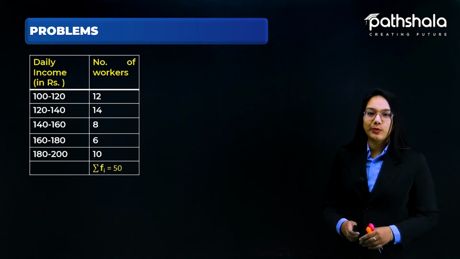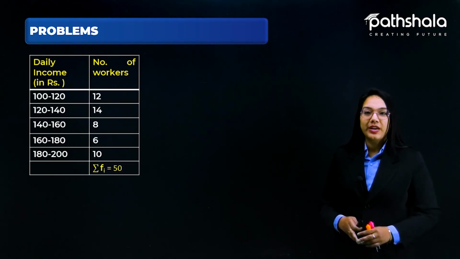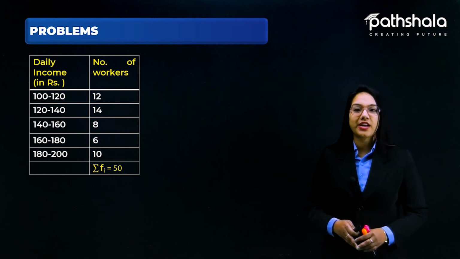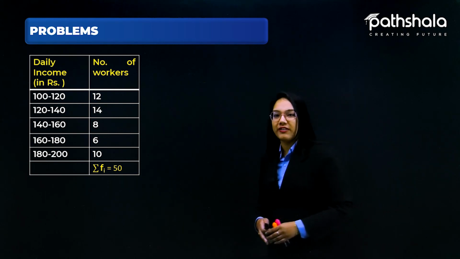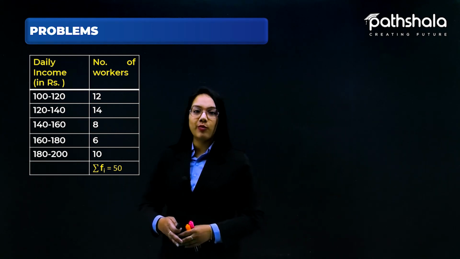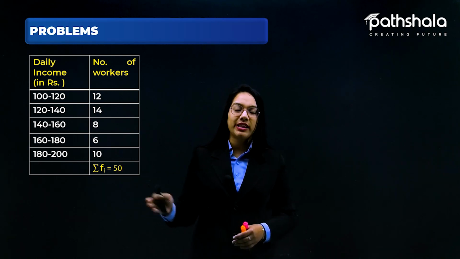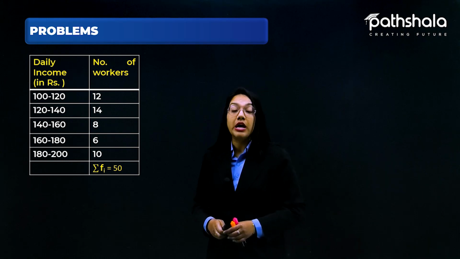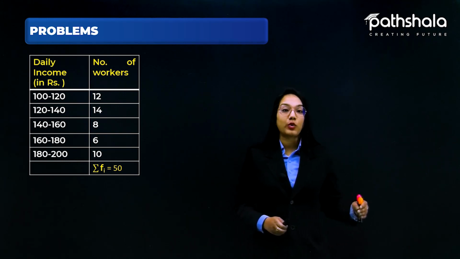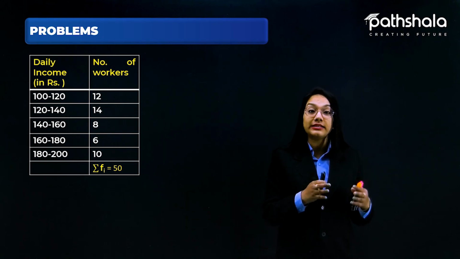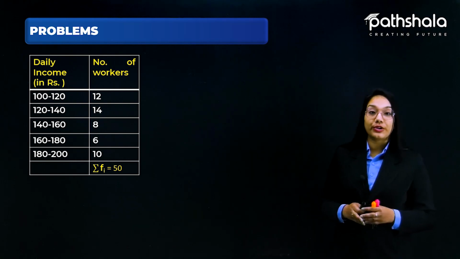First of all, let us suppose I'm taking this as the representation. We have daily income in rupees given to us as this, and the number of workers given as this. If I take the sum of all these, it is equal to 50. Now as per the question, we have to convert it into the less than type. So how can we convert it into the less than type?